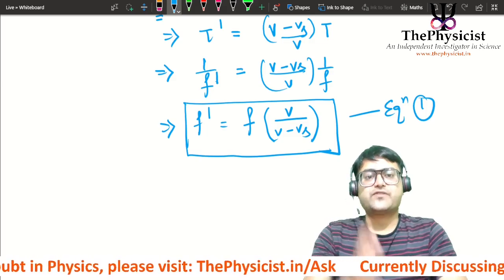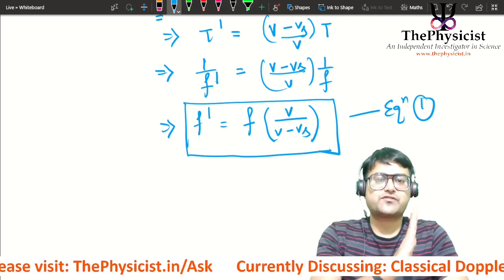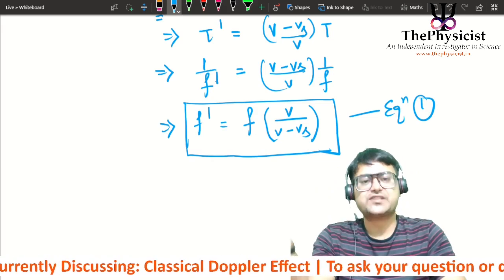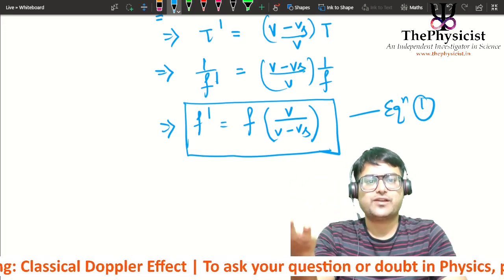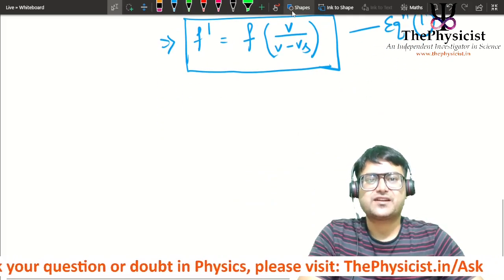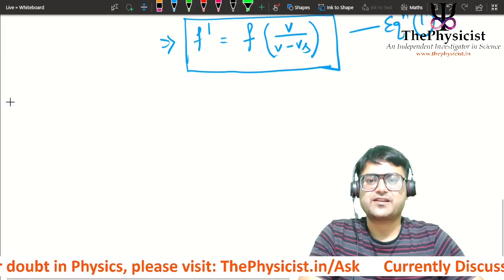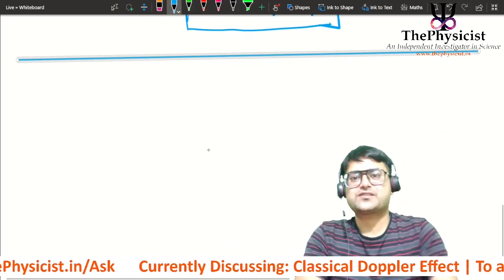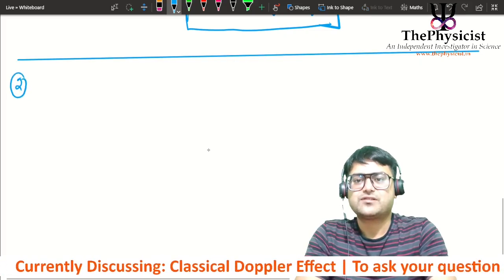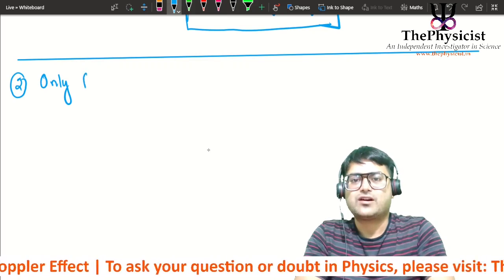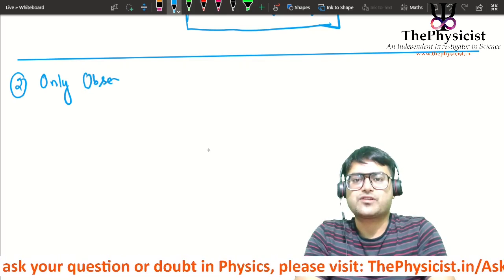Okay. Here, if the source, instead of approaching the observer, recedes from the observer, instead of v minus vs, you will put just v plus vs. That's all. Now, second case. Let's separate again, create a new section. In the second case, we are going to discuss what happens if only the observer is moving.